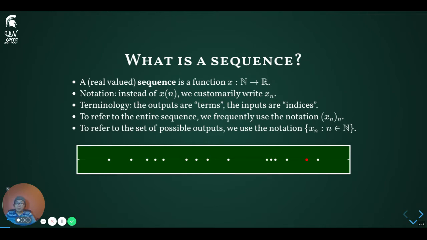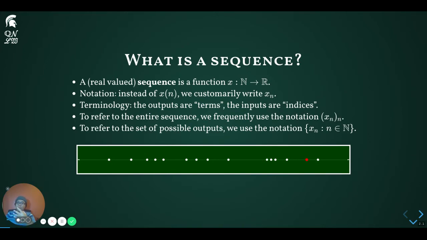We refer to the output of a sequence as its terms, and we refer to the input of a sequence as its index. Customarily, instead of using the parentheses notation usually used for functions, we use a subscript notation. So we write x sub n instead of x of n for sequences. So x sub 1 would be the term that corresponds to evaluating the function that underlies the sequence at the input 1.